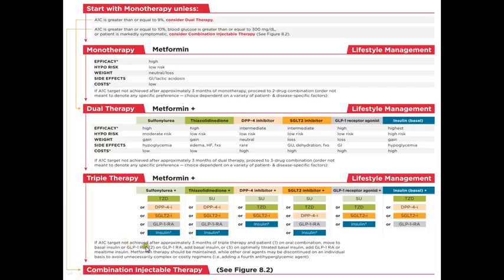If HbA1c is not achieved after approximately 3 months of triple therapy, and the patient is on an oral combination, move to basal insulin or GLP-1. So you have 2-3 options after that if triple therapy is not helping. You can move to basal insulin or a GLP-1 receptor agonist, or go to a GLP-1 receptor agonist and add basal insulin, or you can optimally titrate basal insulin and GLP-1 or mealtime insulin. So you have a lot of options. You can juggle between the drugs, looking at the response of the patient.